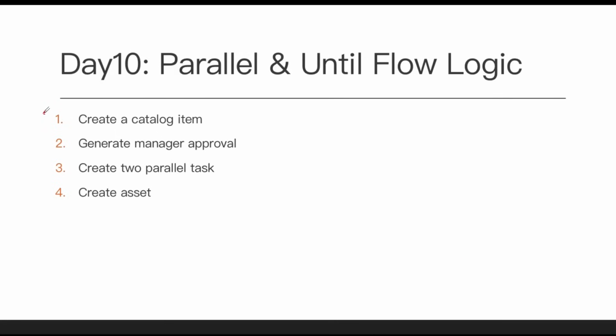In today's class, first we'll create a catalog item, which I have already created, and I will show you that. After creating the catalog item, the moment somebody orders it, we want to generate a manager approval. Once the manager approves, I want to create two parallel tasks. So two tasks will be created at the same time, and let's say the first task is completed, it will wait for the other task. Let's say the second task is completed. Once both tasks are completed, we need to run some script so that it can create an asset. So this is what we are going to discuss today.